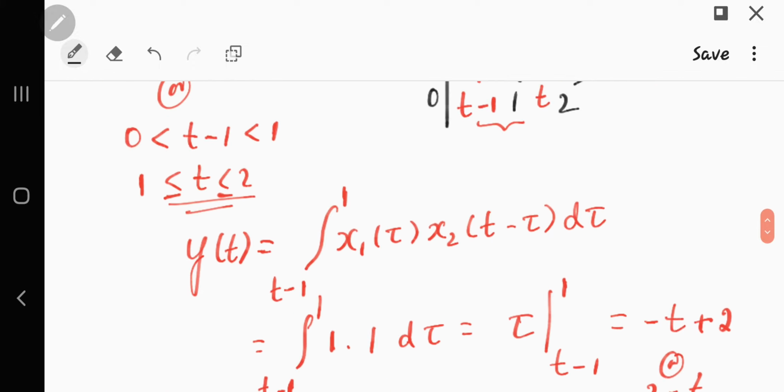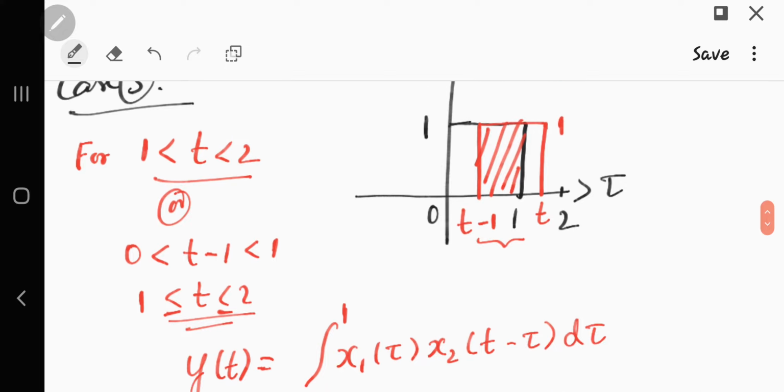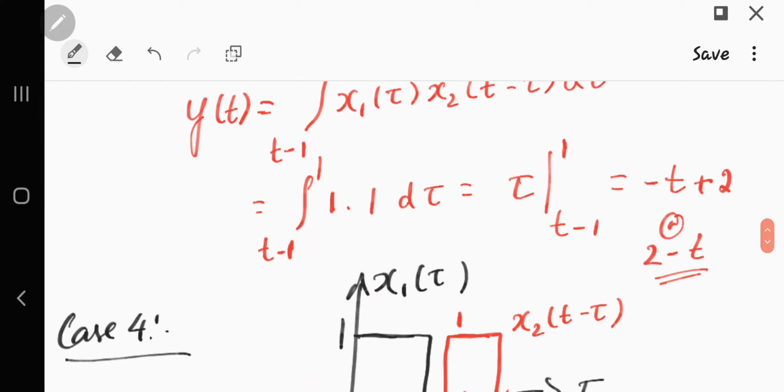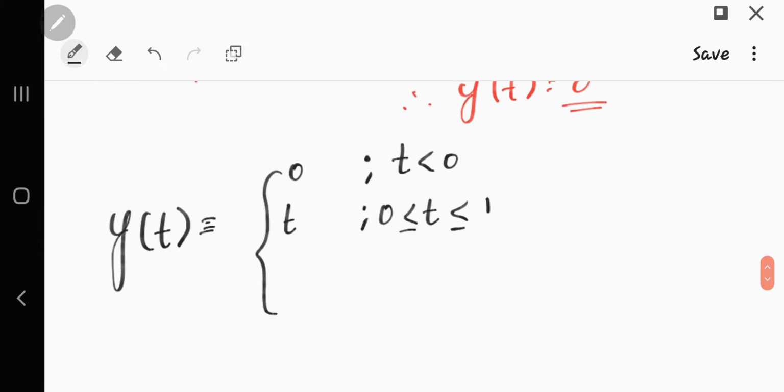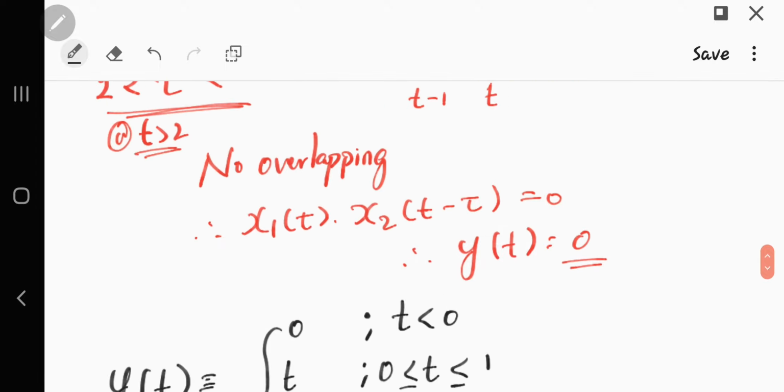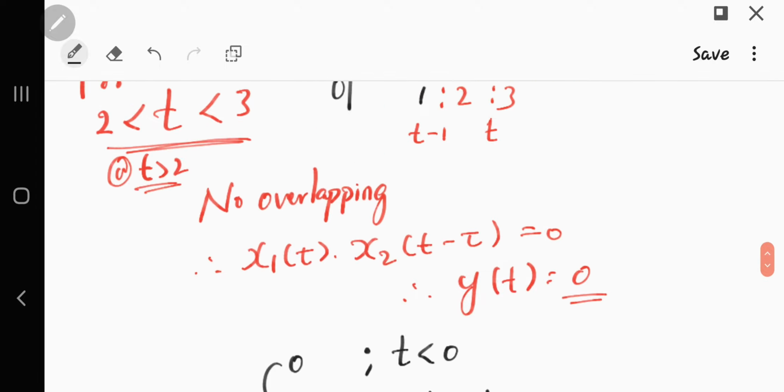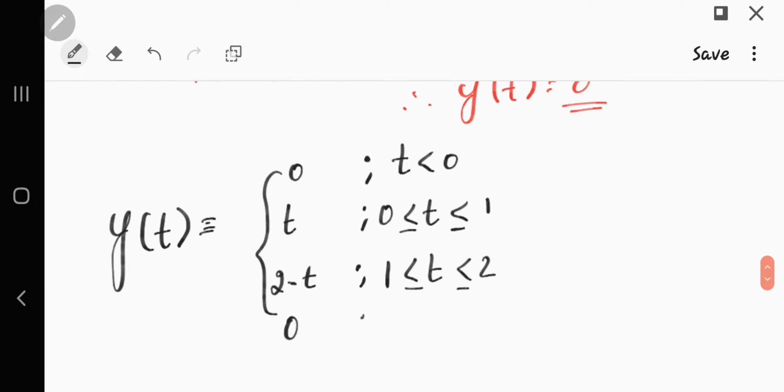Next case, for value of t between 1 and 2, y of t is 2 minus t, or minus t plus 2. So y of t is 2 minus t between 1 and 2. Okay. And at last, for value of t greater than 2, y of t is 0. So y of t is 0 for t greater than 2. So this is the final answer. You can extend this here till here. So this is the final answer for y of t.